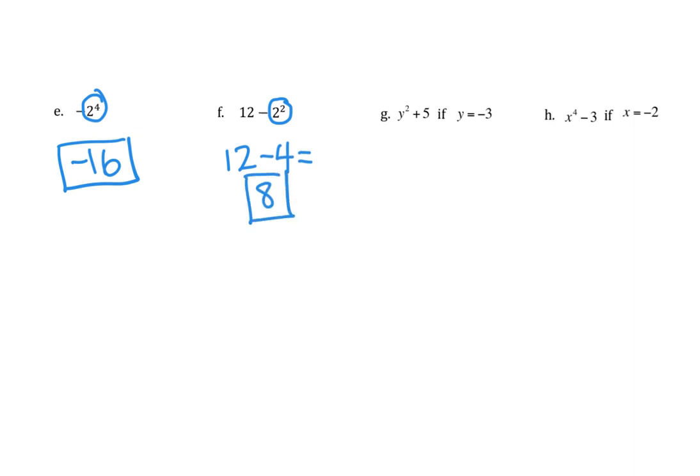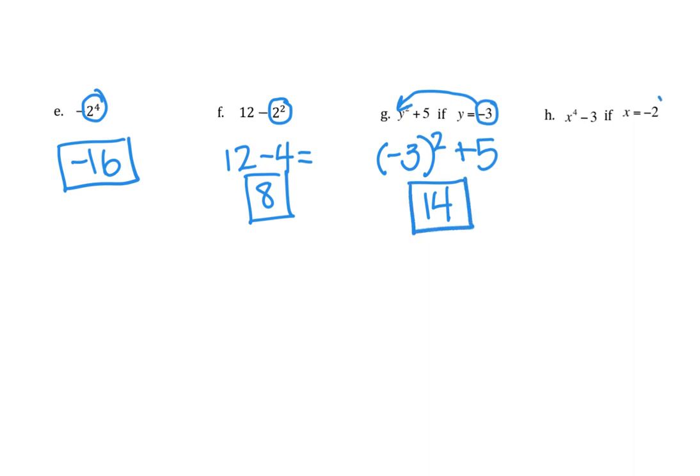For letter G, we're going to be plugging in, so our y is equal to -3. And because we have a negative that's been assigned to this variable, and especially because it's been squared, we need to have the parentheses around it, because if you don't, it's going to be a different answer. So what this means is that you've got (-3) squared, then plus 5. And we know that (-3) in parentheses squared is going to be -3 times -3, giving you a positive 9, and then 9 plus 5 is equal to 14.